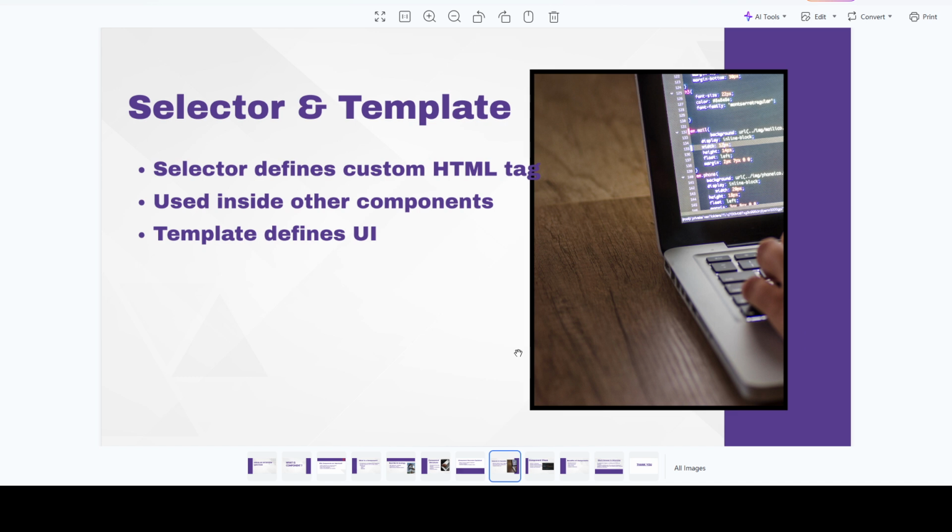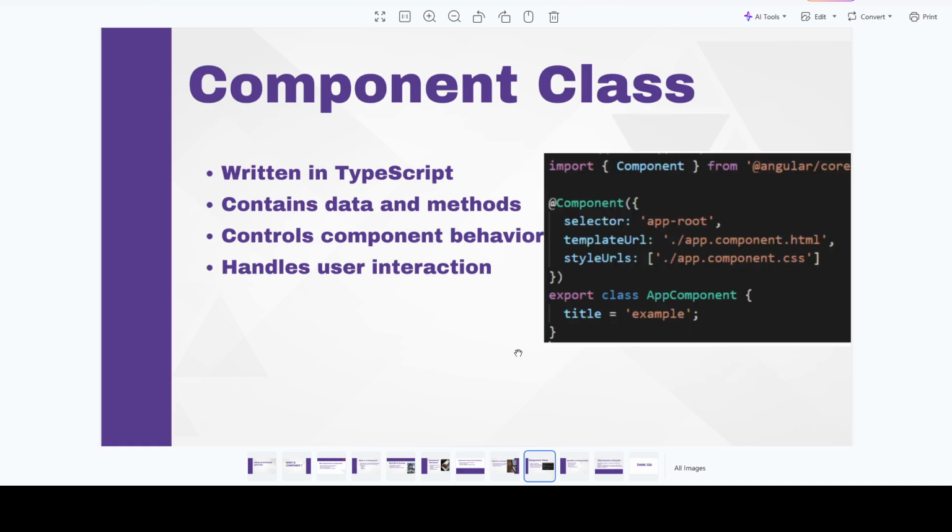Then selector and template. The selector defines the custom HTML tag for a component. This allows us to use the component just like a normal HTML element inside another component's template. The template contains the UI part of the component. Angular binds data from the component class to the template using data binding.